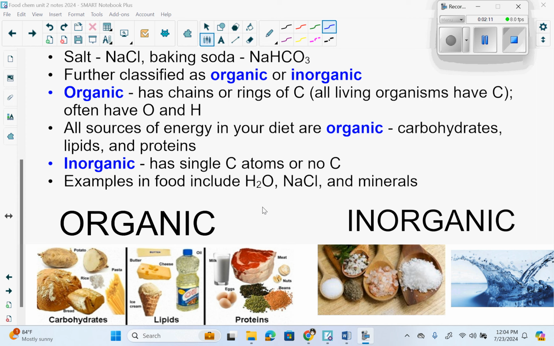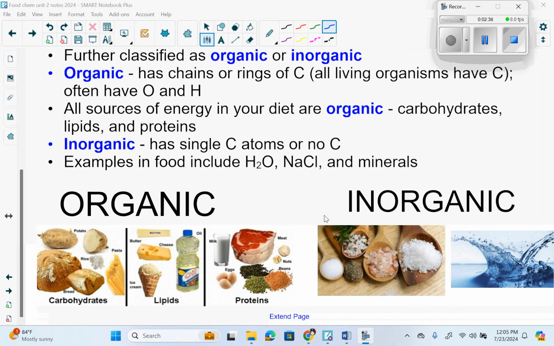So all sources of energy in your diet are organic, and we have a whole unit dedicated to carbohydrates, lipids, and proteins. Inorganic, there's also a year of this division of chemistry. If you major in chem or bio, things like that, it's called inorganic chemistry. So compounds here could have a single carbon in them or really no carbon at all. So examples in food would be H2O, which is water, NaCl, which is salt, and minerals. And yes, we'll look at these as well.